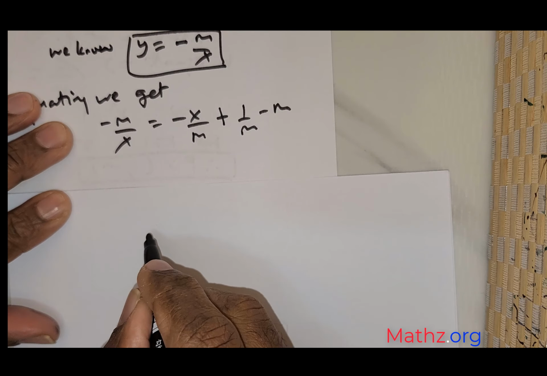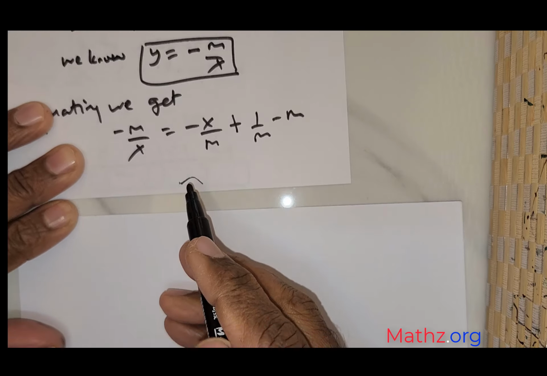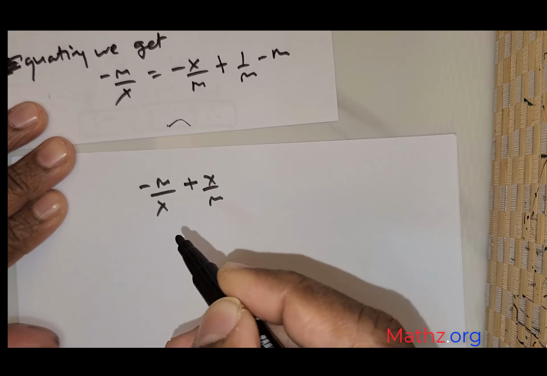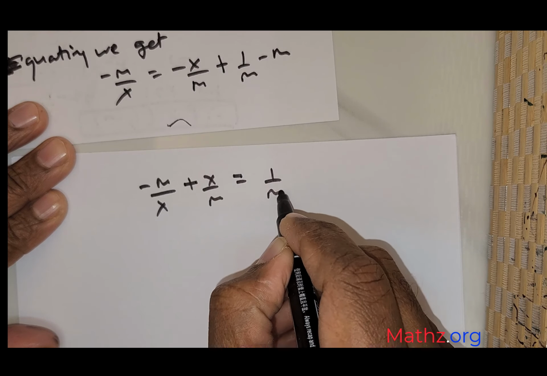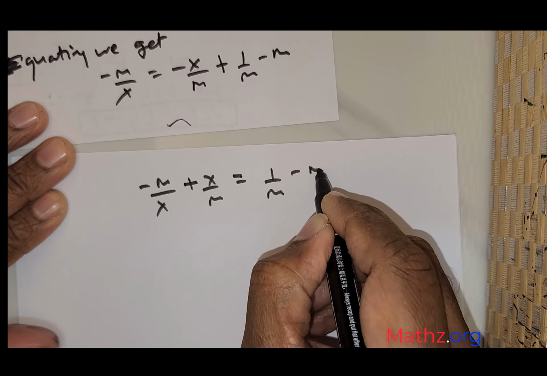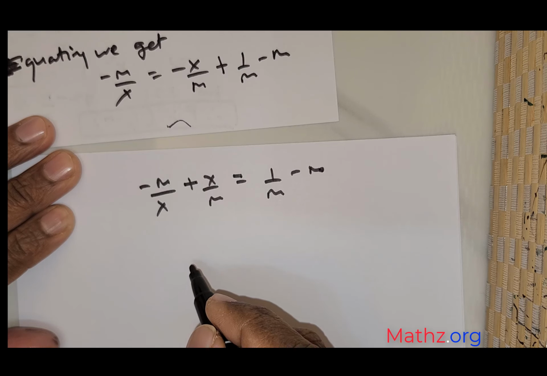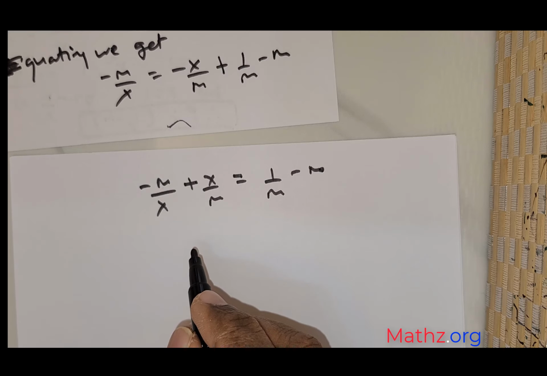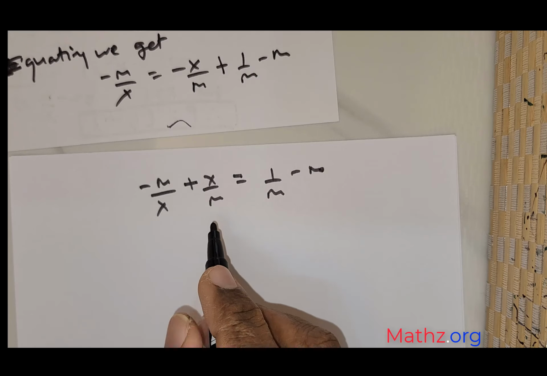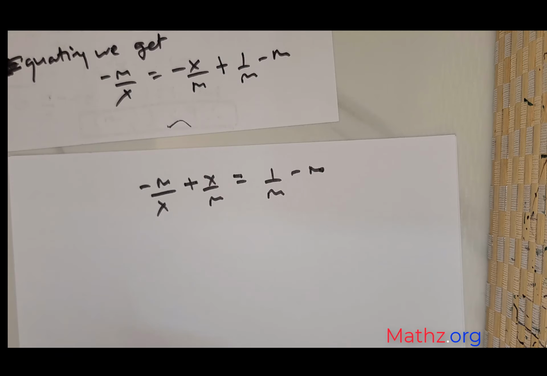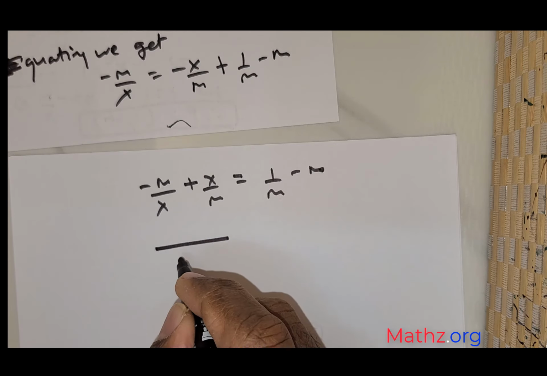So that would mean I'm going to push this to the other side. So -m over x, positive x over m is equal to 1 over m, negative m. So this is what we have got, right? So now our idea is to get the simplification, and after we have obtained the simplification, we need to ensure that the x is extracted, because we need the coordinate of q. So for that, let me adopt this process.